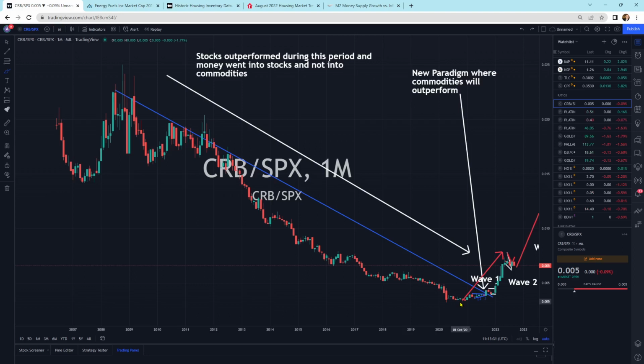A new demographic is coming into home buying years called the millennials. We're going to see interest rates increase. We're going to see all of these things. They're all interconnected. Everything's interconnected in this market.